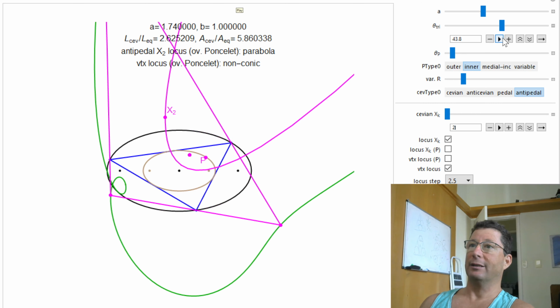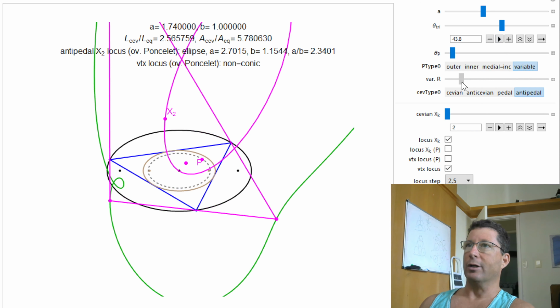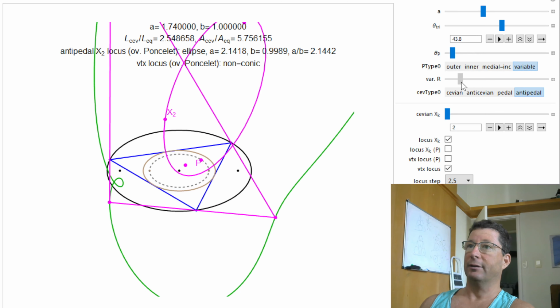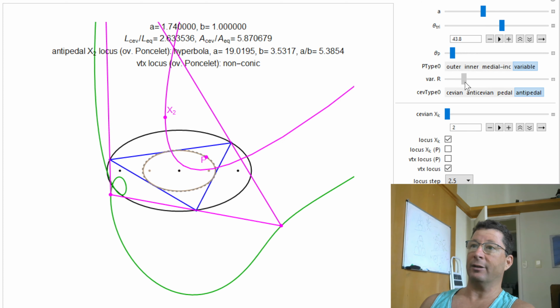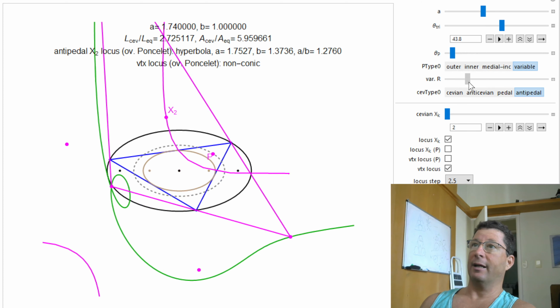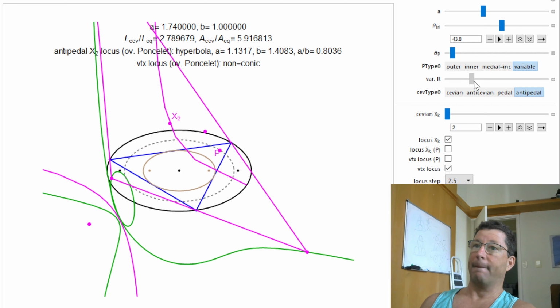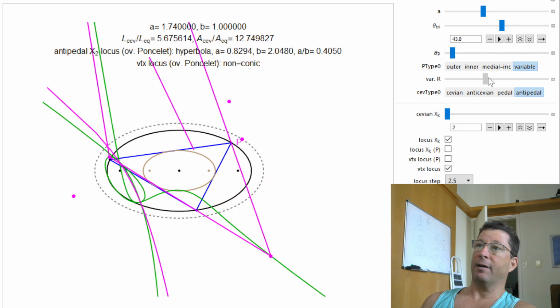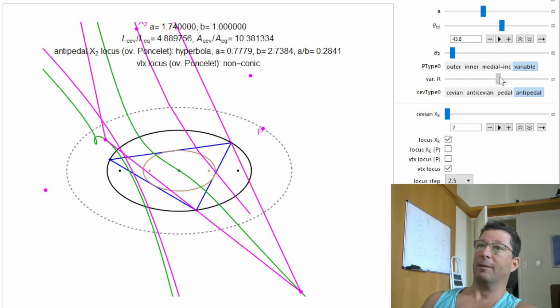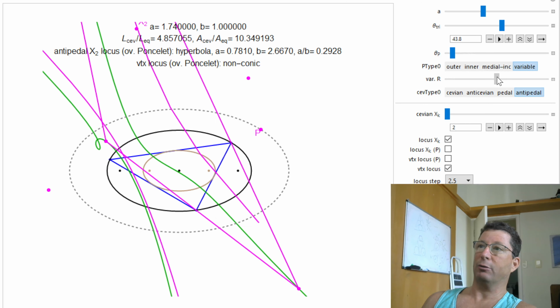How about if P is not on this ellipse? Let's release P and let's bring P inwards. Okay, so now it's actually saying it's an ellipse. So it's a parabola if I'm on the Steiner inellipse, and then it goes to a hyperbola. I can compute it here. And then if I'm outside, looks like I'm getting a hyperbola as well. It's a pretty stretched out hyperbola.